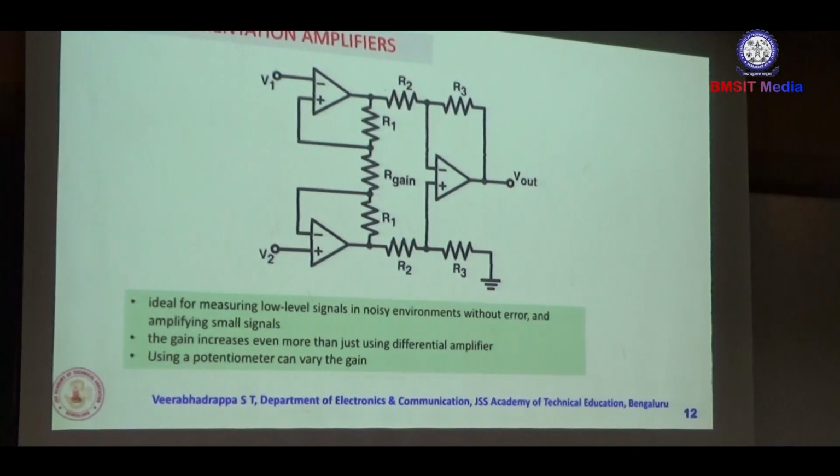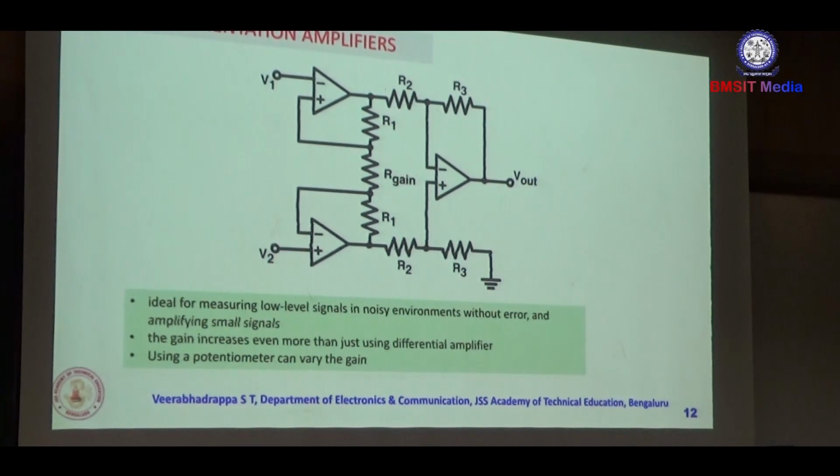Most of the biomedical application circuits use an instrumentation amplifier. There are different types of instrumentation amplifiers. I am showing two circuits here. This one gives further increase in the input impedance and further decrease in the output impedance. Now, how does this circuit work?